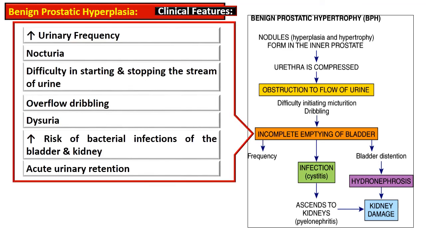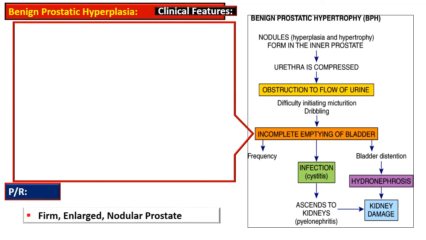So the clinical presentation of prostatic hyperplasia includes increased frequency of urine, nocturia, difficulty in starting and stopping the stream of urine, overflow dribbling, dysuria, increased risk of bacterial infection of the bladder and kidney, or acute urinary retention. On digital per rectal examination, the prostate is firm, enlarged, and nodular.